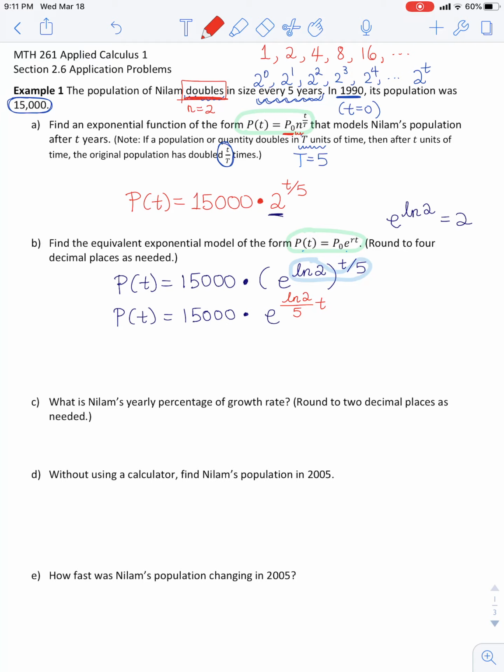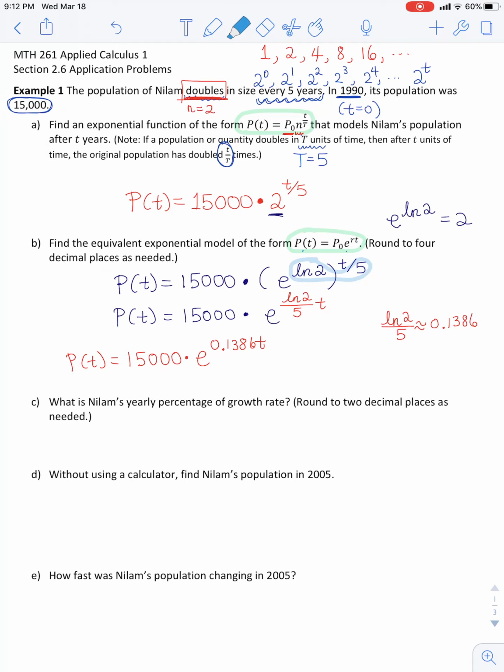But anyways, I typed natural log of 2 over 5 in my calculator, and I got 0.1386. So I'm going to write my final answer. P of t equals 15,000 times e raised to the 0.1386 t. And that's it. That is the exponential model with base e.